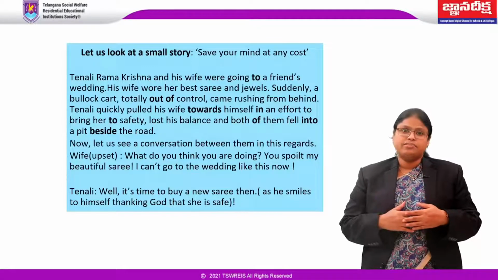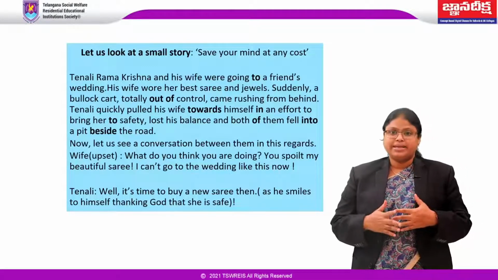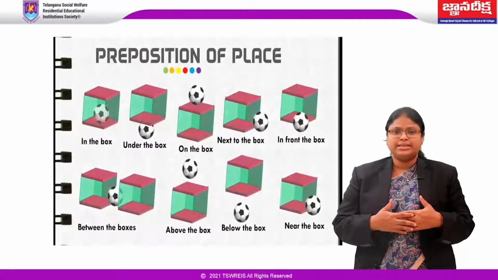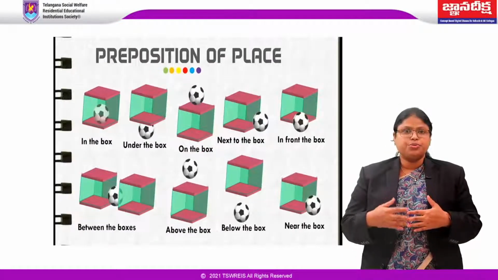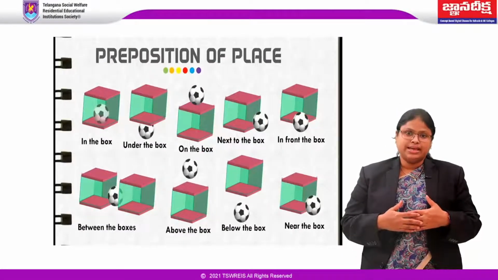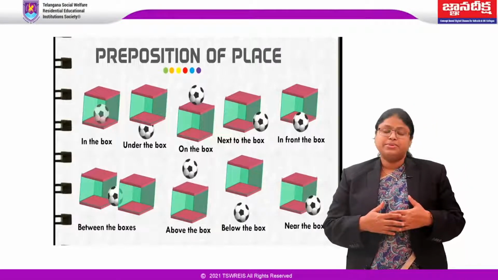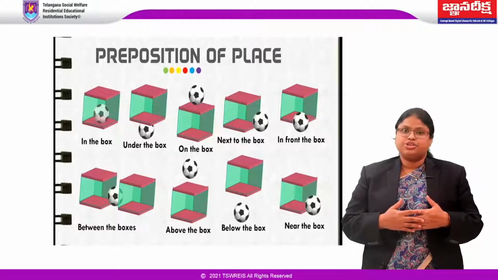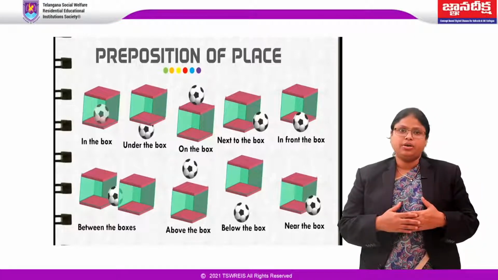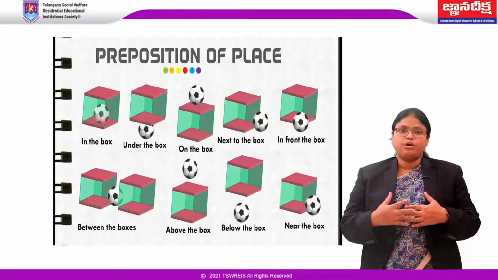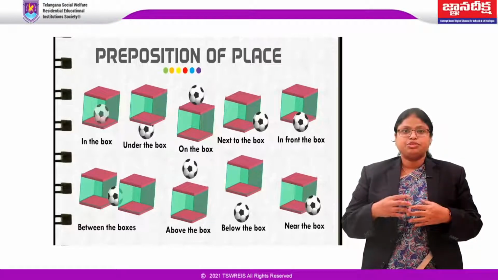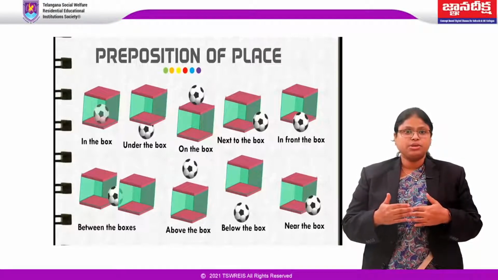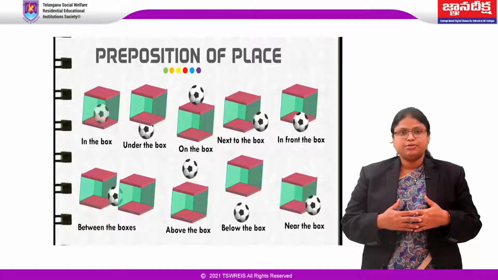So, if you have observed, the prepositions of place which are used in the above story are to, out of, towards, in, into, and beside. Now, let us see an illustration here. If you look at the picture, there is a football and a box. Now, see the position of the ball in connection to the box and the prepositions that are used.